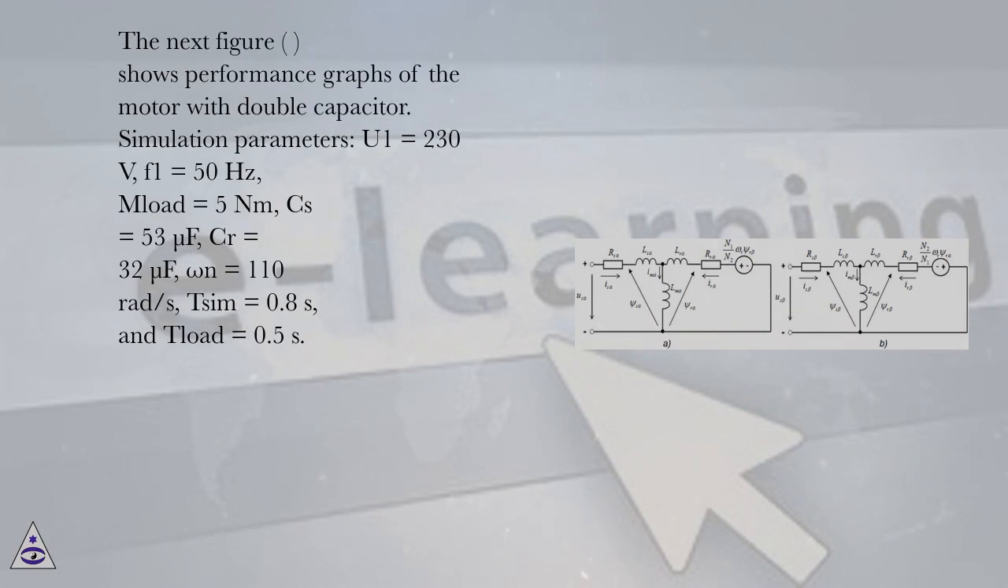Simulation parameters: U1 equals 230 V, f1 equals 50 Hz, load equals 5 Nm, Cs equals 53 microfarads, CR equals 32 microfarads, omega n equals 110 rad/s, t_start equals 0.8 s, and t_load equals 0.5 s.